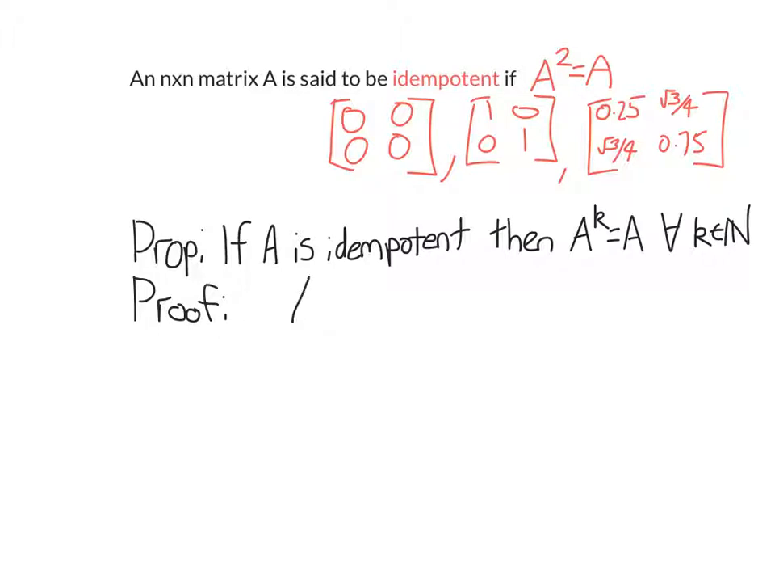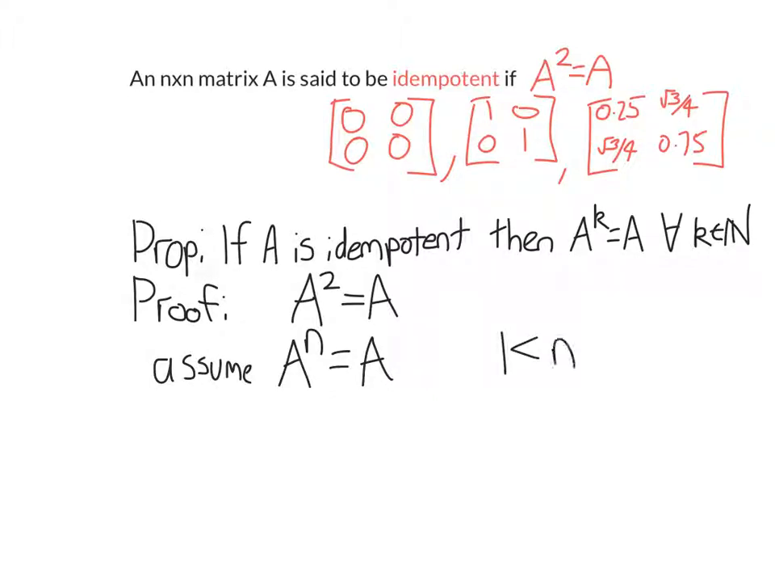So A is idempotent. We know that A squared is equal to A. Of course, A to the power of 1 would also equal A. In mathematical induction, what we do is we assume that the statement is true for a set of values. So let's assume that A to the power of n is equal to A for all values 1 less than n less than k. Now the inductive step: we're going to show that if it's true for A to the power of n, then it's going to be true for A to the power of n plus 1.